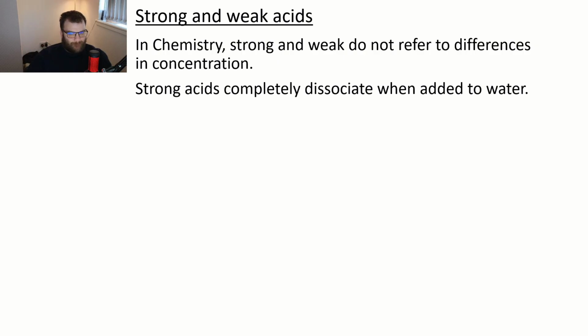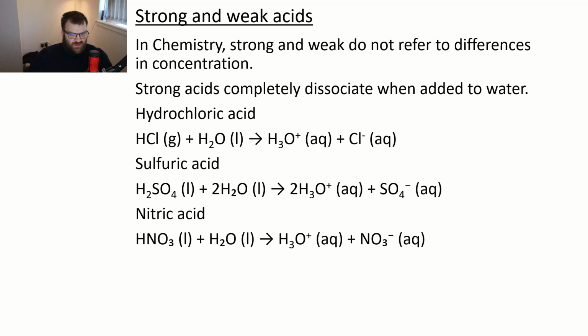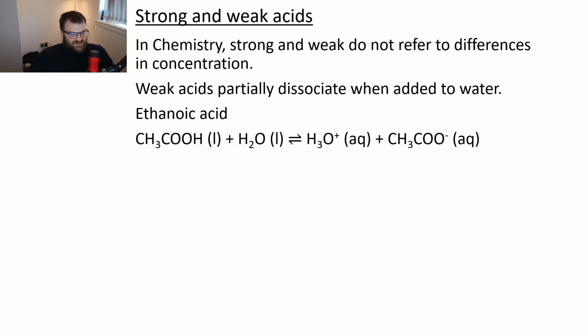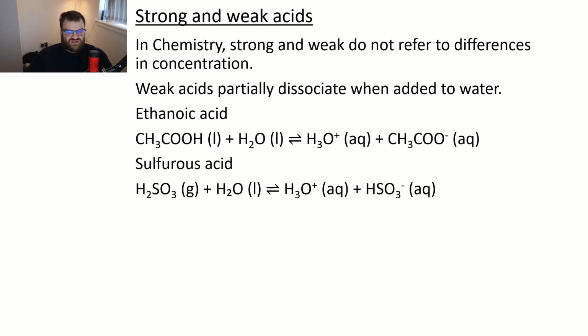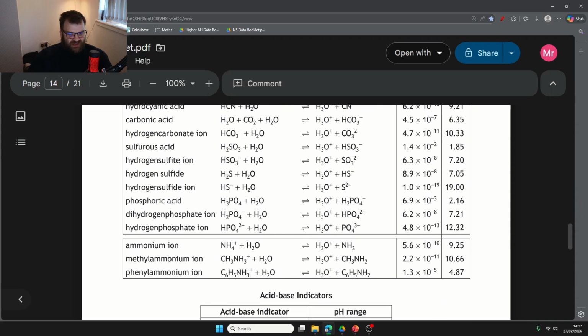Strong acids completely dissociate. Examples include hydrochloric acid, sulfuric acid, and nitric acid. In all three cases, it's a single arrow showing that this is an irreversible change. When it comes to weak acids, they only partially dissociate when added to water. Things like ethanoic acid and sulfurous acid would be examples of those. Those are the ones that appear on page 14. It's not an exhaustive list, but most of the questions will deal with ones that will be found in here.